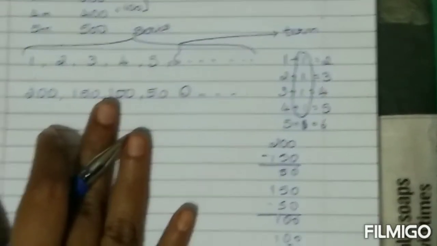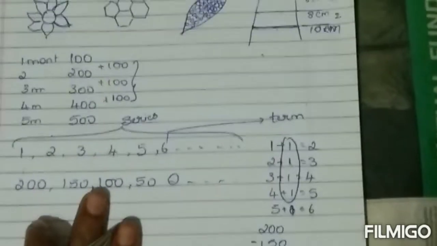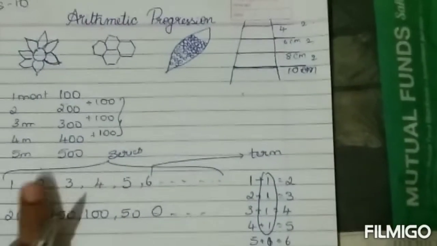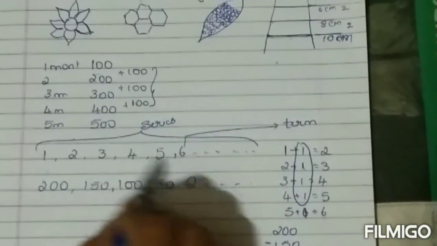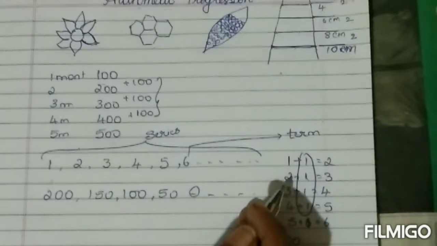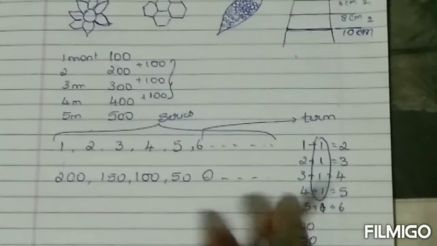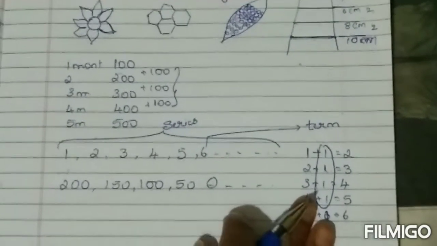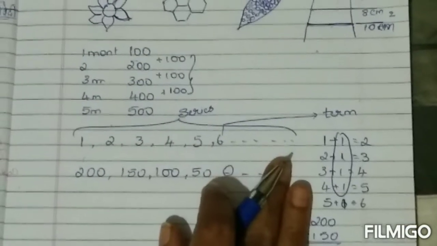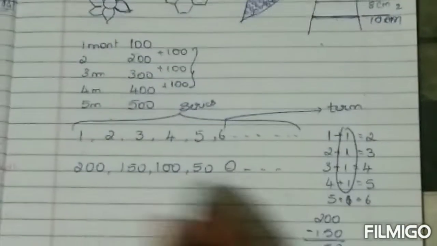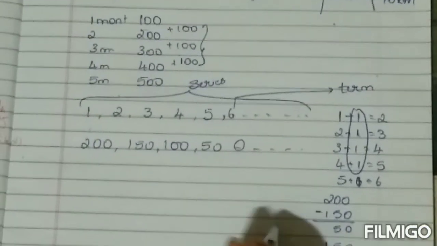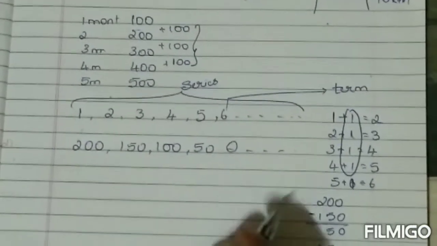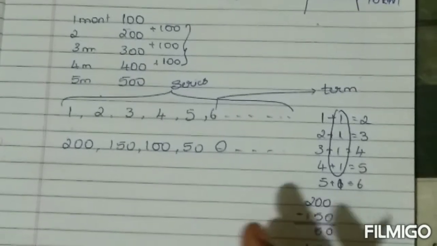So what is pattern? Pattern: a list of numbers in which each term is obtained by adding or subtracting a fixed number is called a pattern. Okay, so you got to know what is pattern.